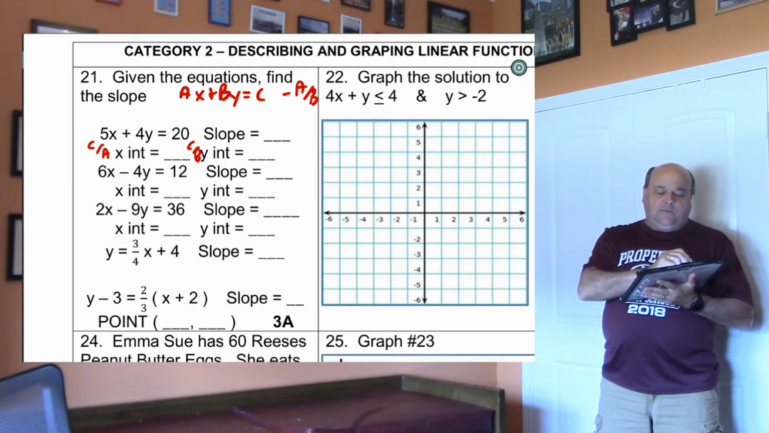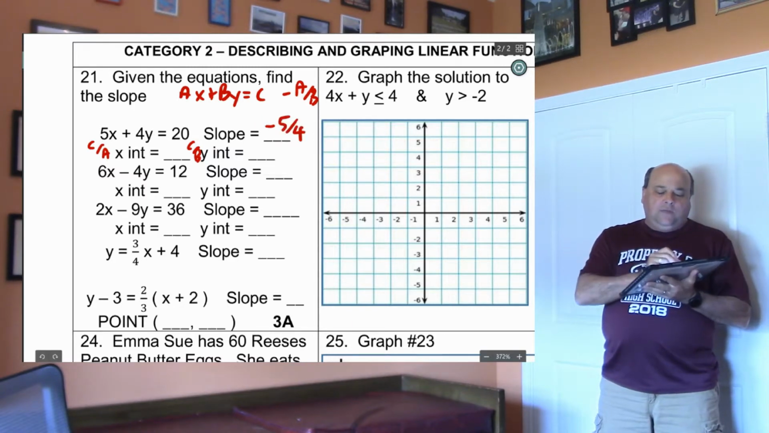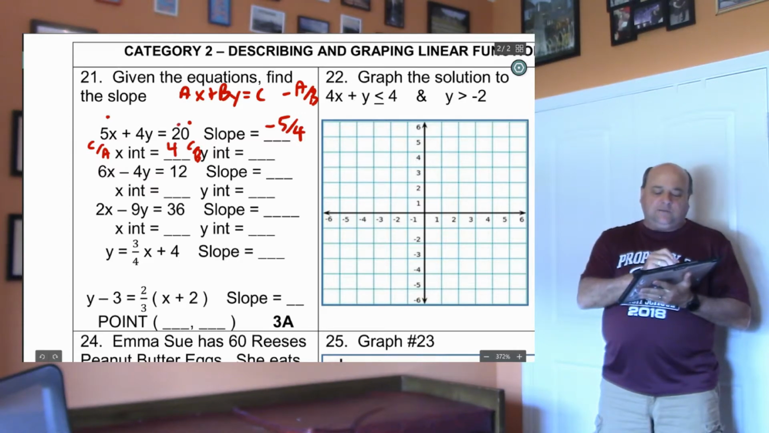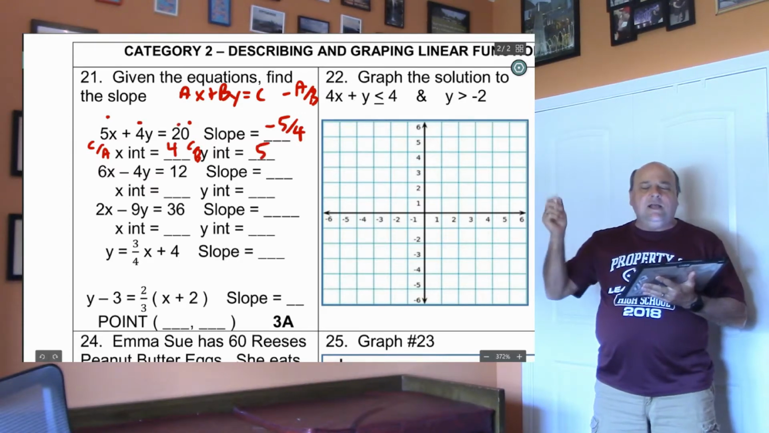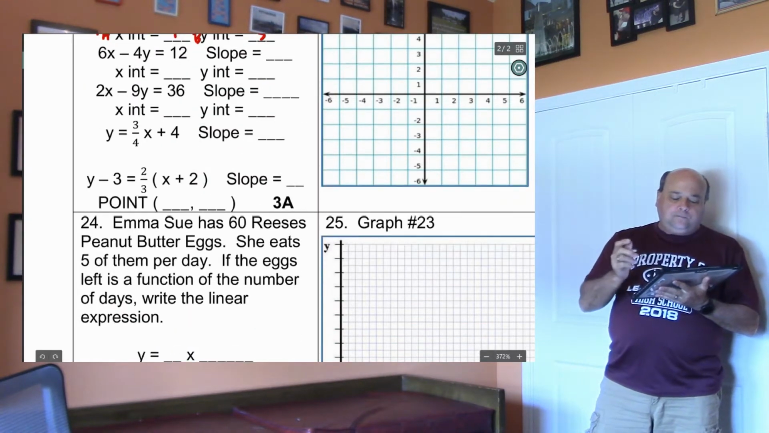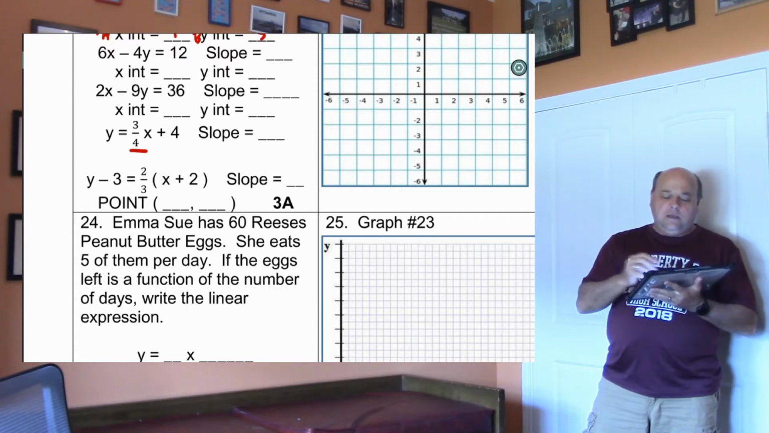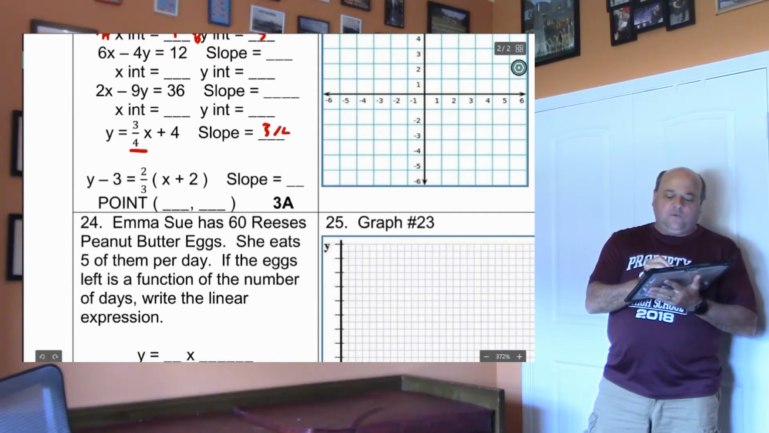So this one right here, our slope is going to be negative 5 over 4. The x-intercept, 20 divided by 5, which is 4. The y-intercept, 20 divided by 4, which is 5. It's a piece of cake. Let's go down to this one right here. This is going to be your slope. Remember, mx plus b. So my slope on this one's 3/4.